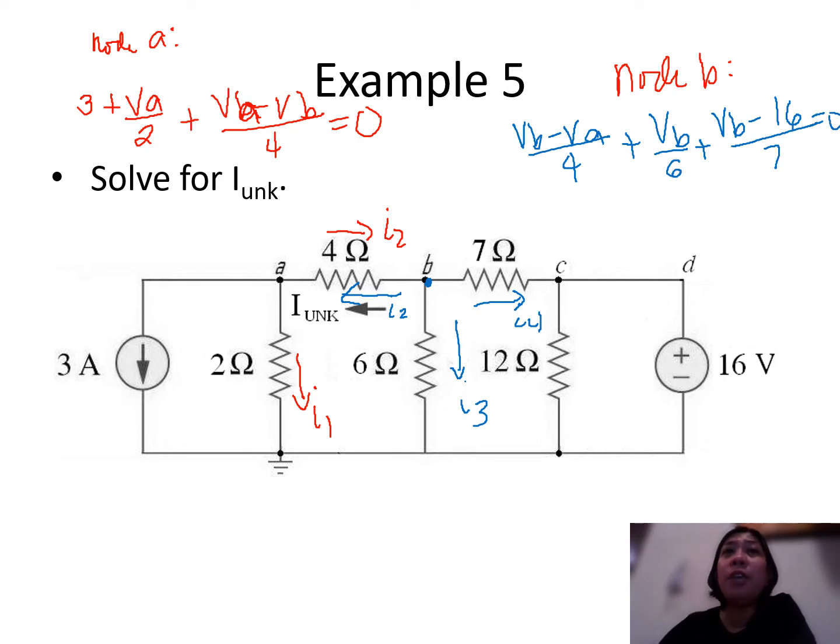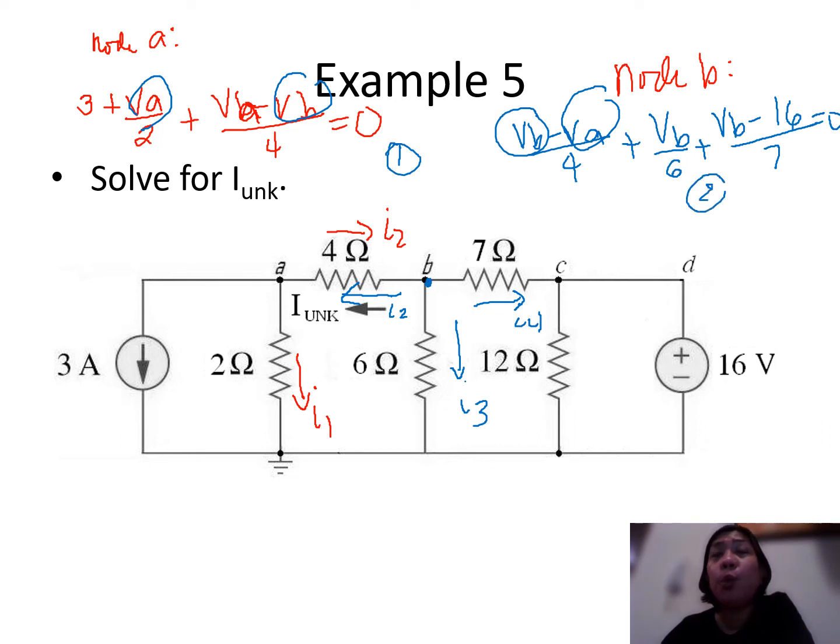So we have here two equations with two unknowns. What are our unknowns? We do not know VA and we do not know VB. But we have two equations. We have equation number 1 from node A and equation number 2 from node B. So solving these two equations simultaneously, we can solve for VA and VB.